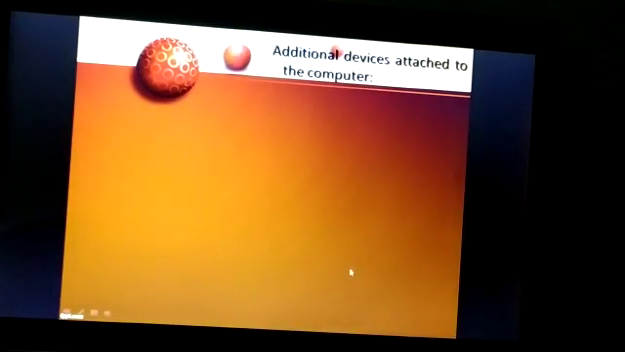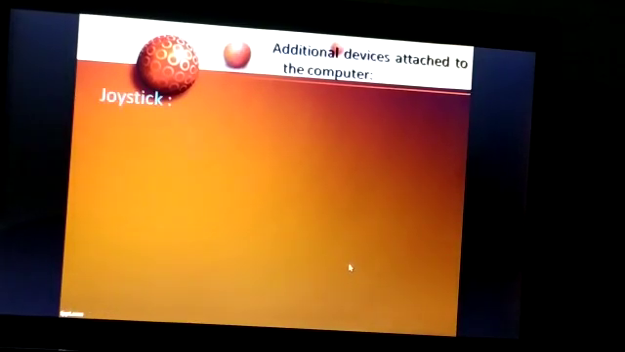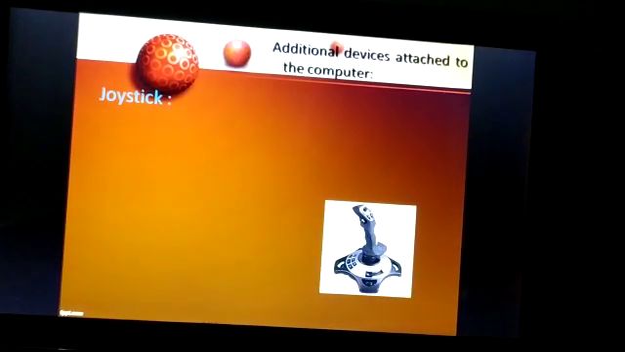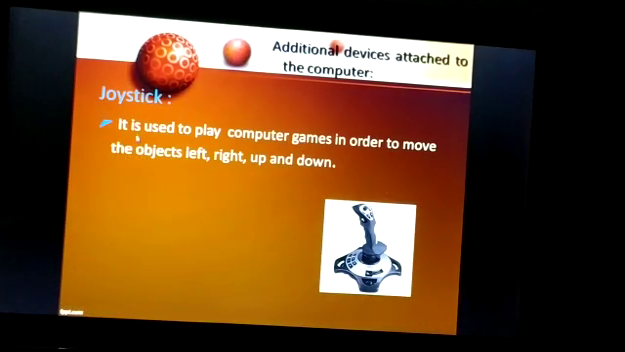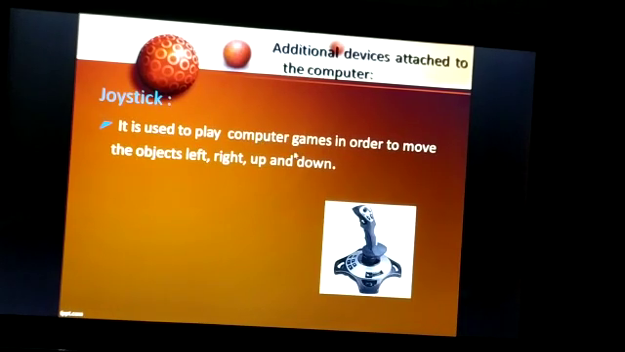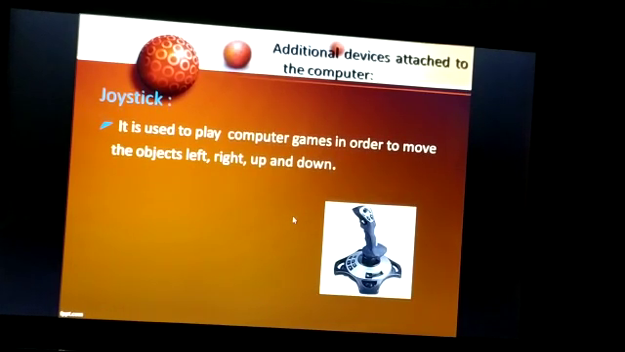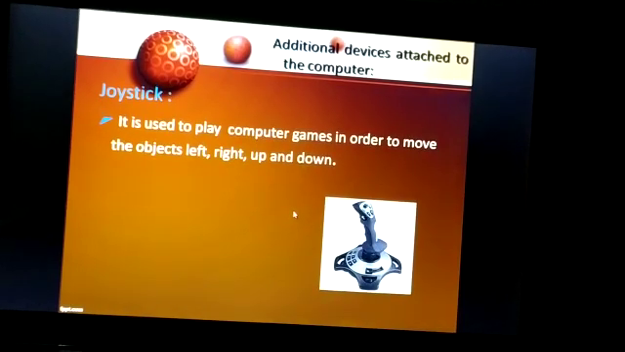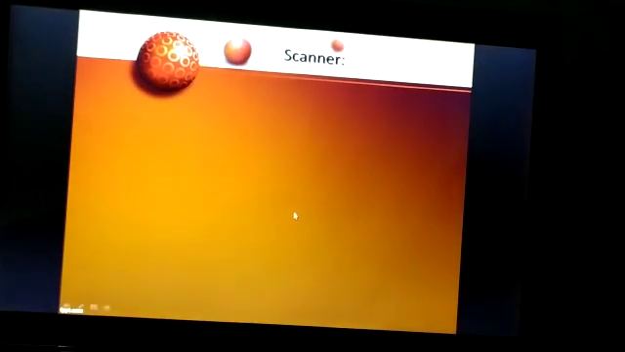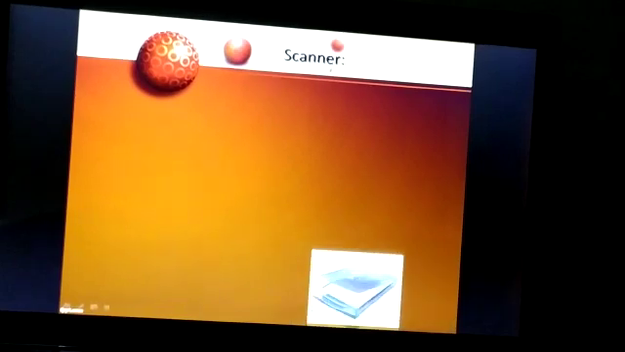Now, additional devices attached to the computer. First one, joystick. This is a picture of joystick. It is used to play computer games in order to move the objects left, right, up and down. Joystick is used very rarely with computers. Now, second device is scanner.